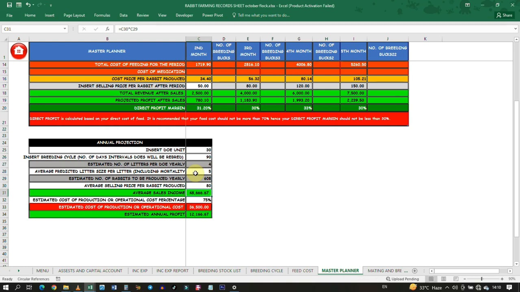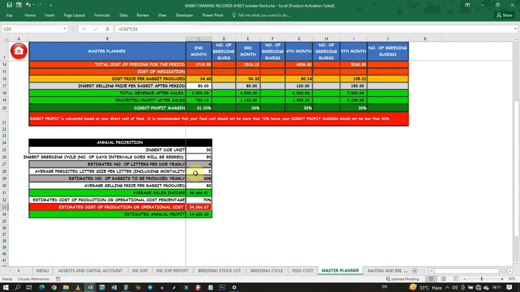It tells you the average sales income for a whole year will be 48,666.67. Estimated cost of production, or operational cost percentage, is usually 60. It works. Okay, over here we have it as 70. Okay, so let's just maintain the 70. Then the estimated cost of production, or operational cost. So based on this, you know that you're supposed to pay like 34,000 by the end of the year. Maybe a few of the months will come from your pocket, but with time, they will begin to feed themselves.